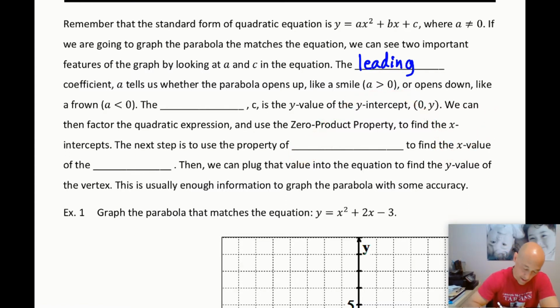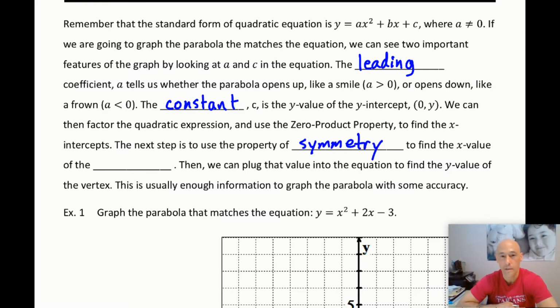The constant, c, is the y value of the y-intercept, (0, y). We can then factor the quadratic expression and use the zero product property to find the x-intercepts. The next step is to use the property of symmetry. All parabolas are symmetric, to find the x value of the vertex. Then we can plug that value into the equation to find the y value of the vertex. This is usually enough information to graph the parabola with some accuracy.